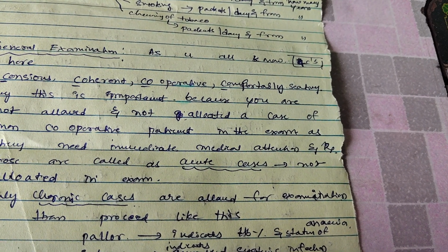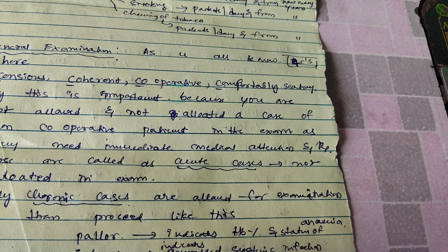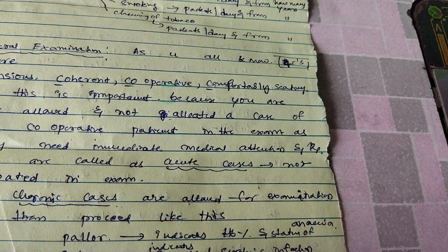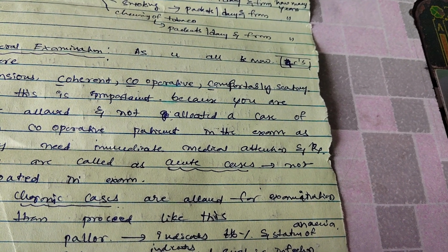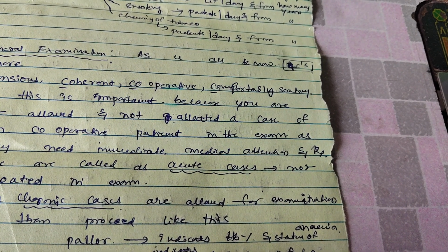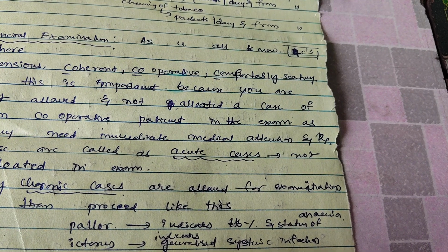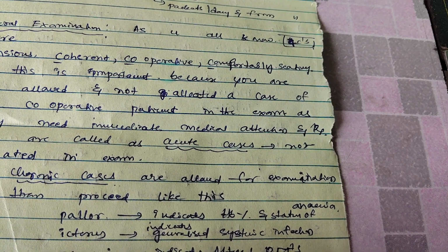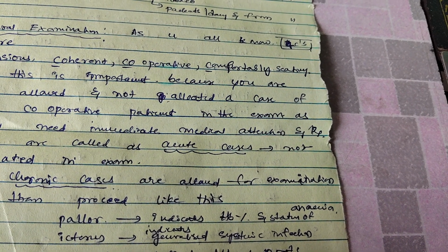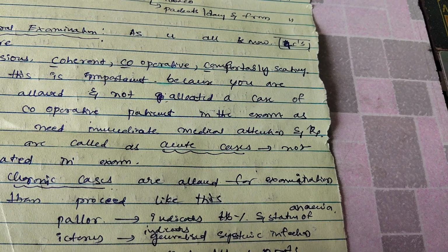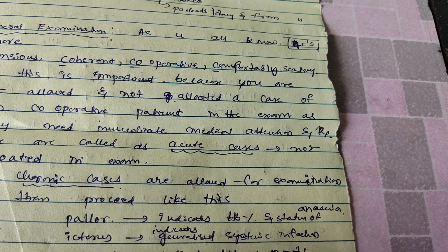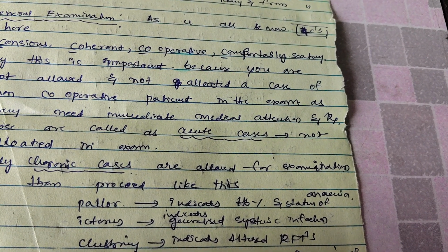You can check for pallor in the lower palpebral conjunctiva or in the tongue, the anterior 2/3 of the tongue. Ask the patient to protrude the tongue and you can see for the pallor. One more place you can check for pallor is the nails. Next is icterus. Again in the conjunctiva you can check. This indicates generalized systemic infection, liver disorders, like that.